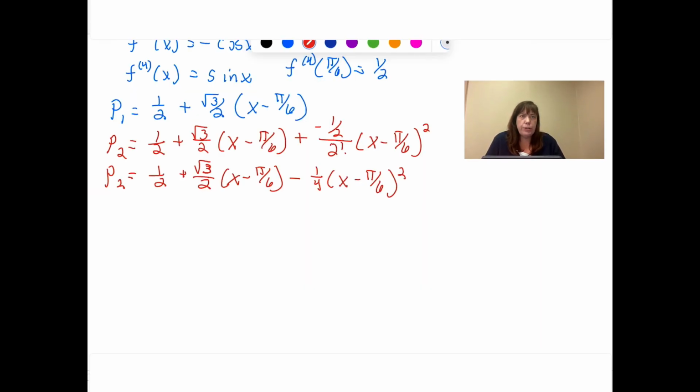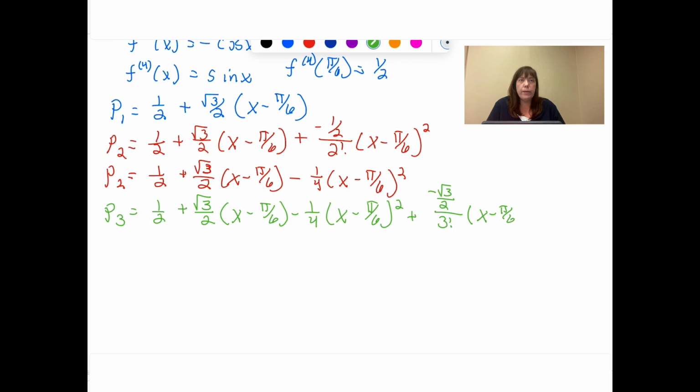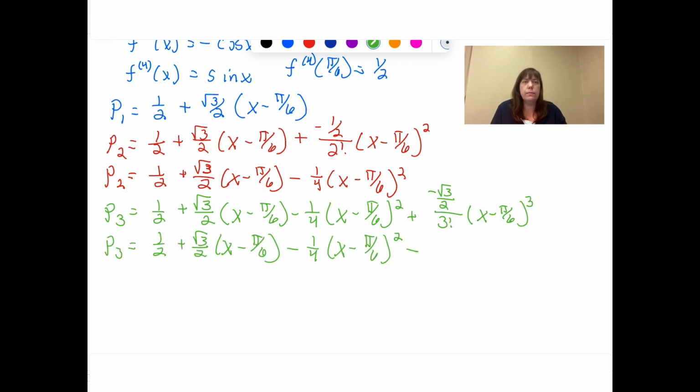So P3 will be P2, so we can just copy P2 all the way down. And then our last term is going to be plus our third derivative, evaluated at pi over 6, which is negative square root of 3 over 2, divided by 3 factorial times x minus pi over 6 cubed. So let's simplify that last term. And we get the square root of 3 divided by 12 times x minus pi over 6 cubed. All right, let's go to decimals and compare our green graph to our red graph.